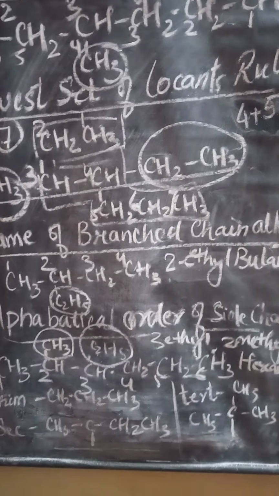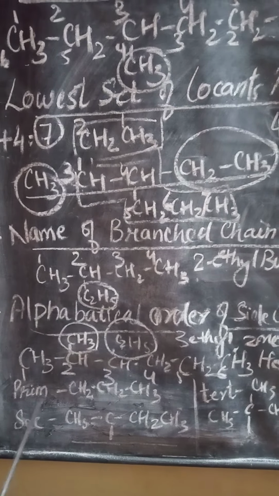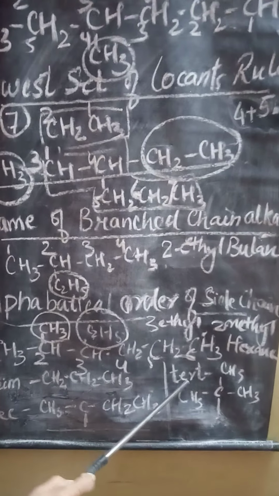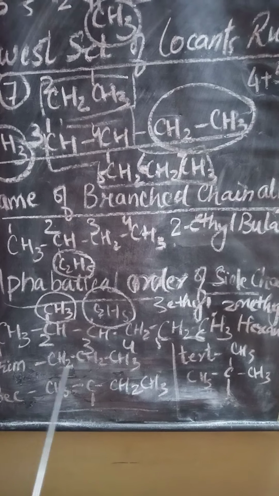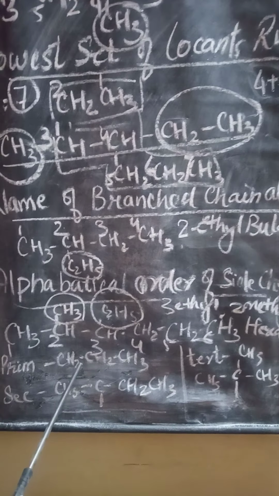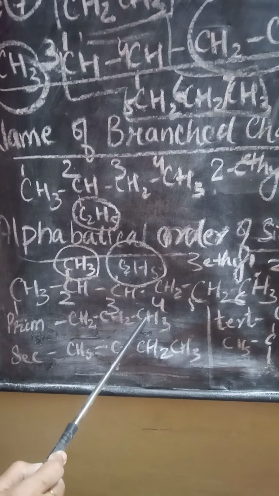Now the next topic which we will see here is primary, secondary and tertiary carbon. You should know what is primary, what is secondary and what is tertiary. If a long chain carbon is attached to the main carbon chain by one bond, then this is considered primary.